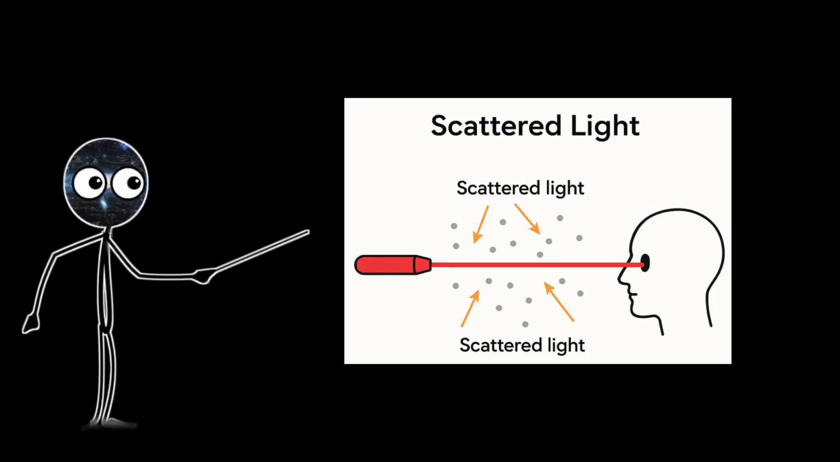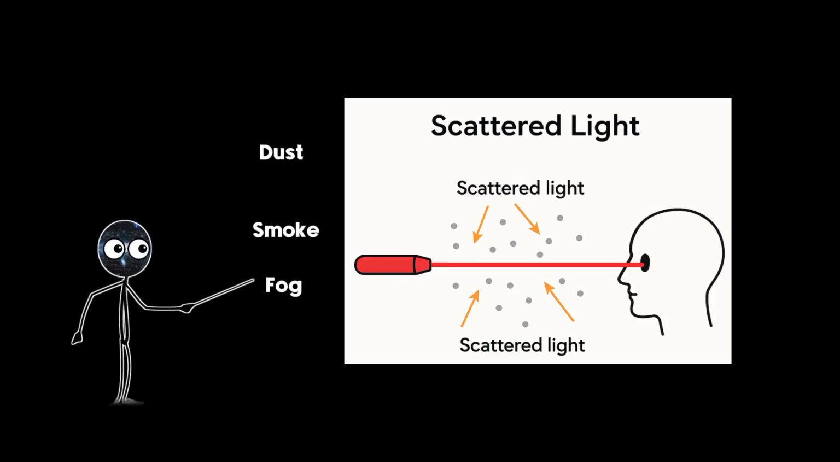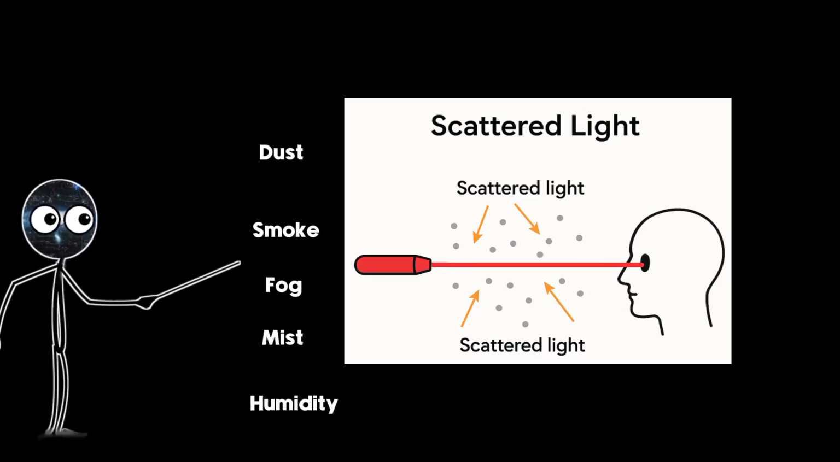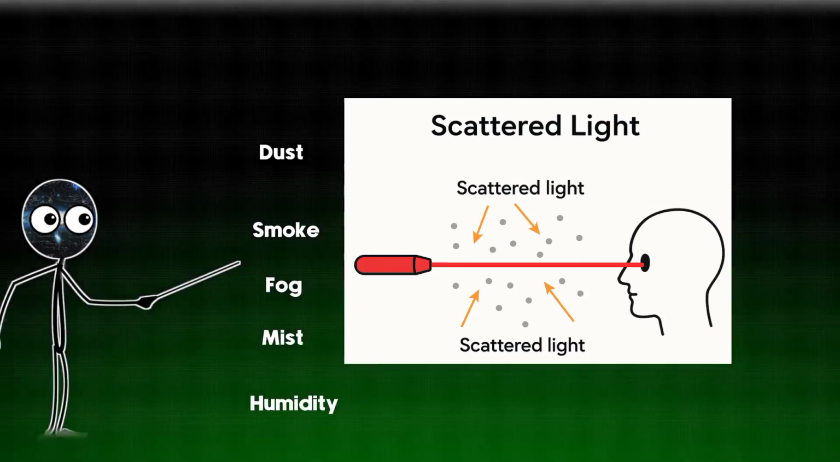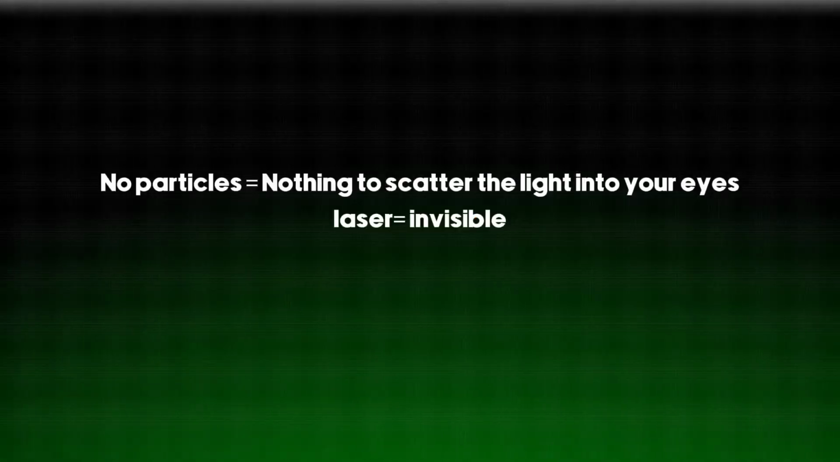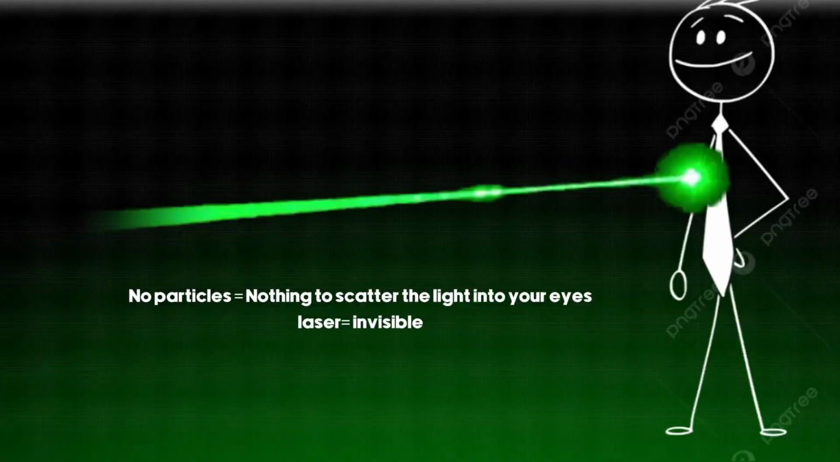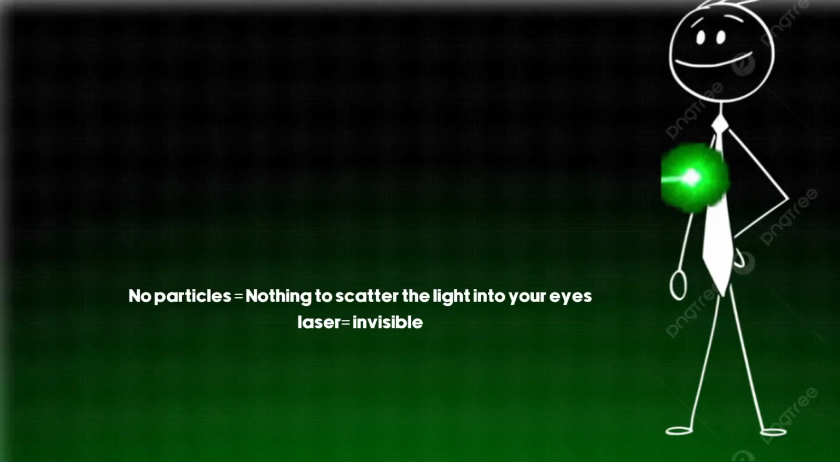This happens when there are particles in the air like dust, smoke, fog, mist, or even humidity that gets hit by the laser. These particles scatter some of the light and it falls in all directions. Some of those scattered light enters your eye so you can perceive a glowing beam in the air. So if there's no particle in the air, then there's nothing to scatter the light into your eye, which makes the laser invisible except when it hits its target.